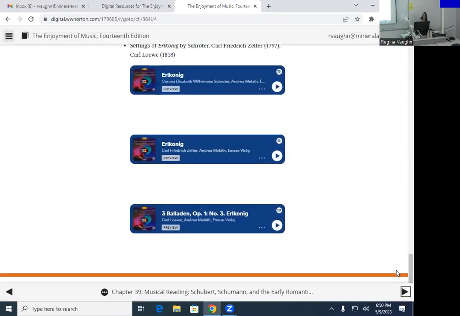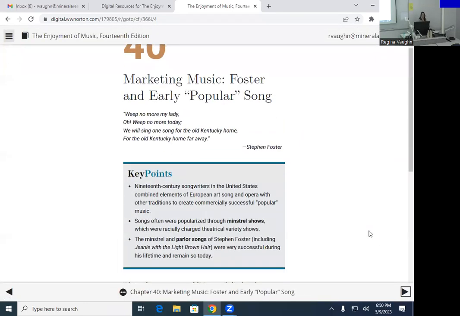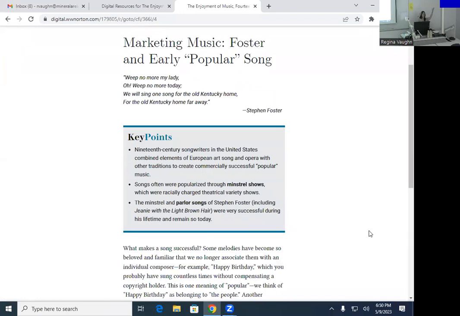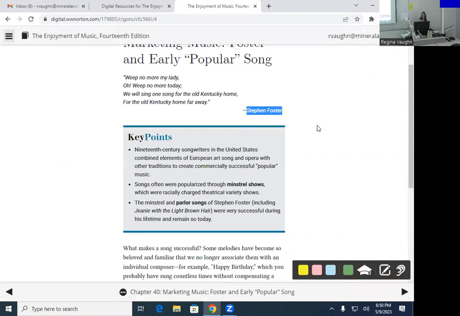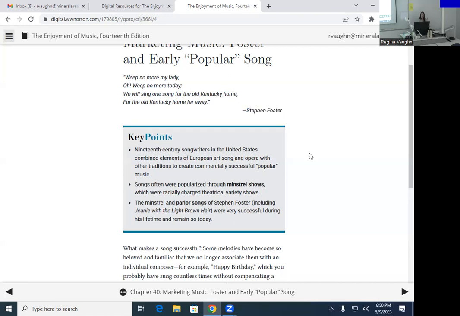Okay, we're gonna cruise right through this and go on to chapter 40. So now we come back to our side of the pond, and we're going to talk about what's going on in the United States at this time. Stephen Foster was one of the most successful songwriters, maybe of all time, in terms of music publishing and getting his name on copies of music. Stephen Foster wrote parlor songs, which are akin to Lied in Germany, but of course, since Stephen Foster is American, they're going to be in English.